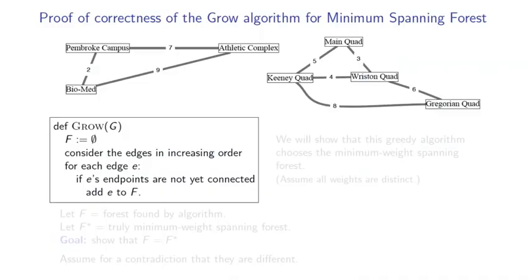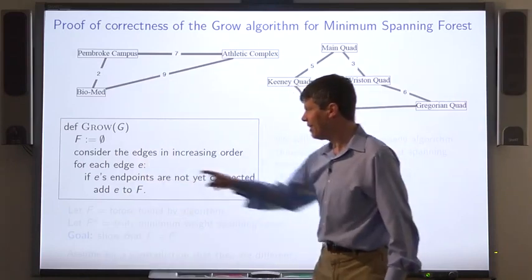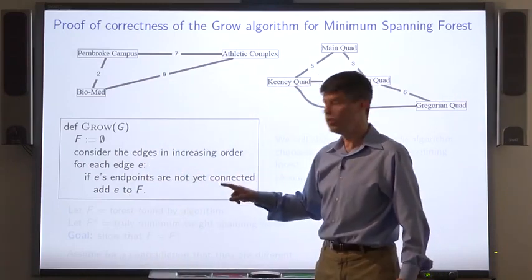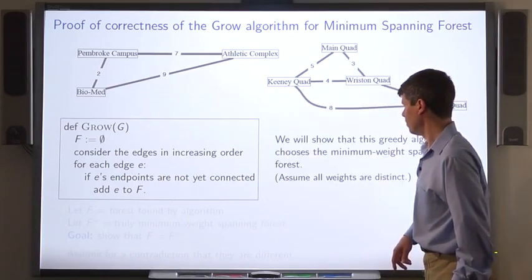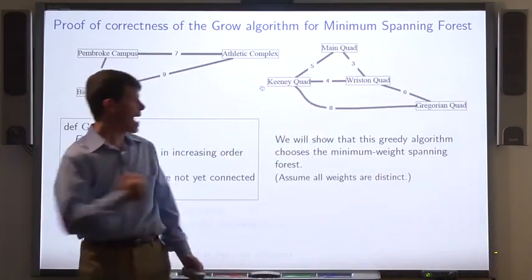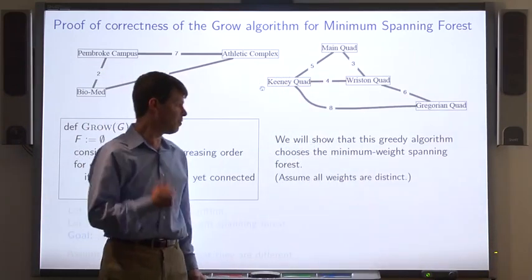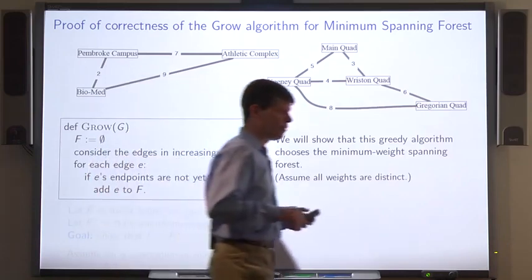Here's the algorithm, remember, for finding a minimum spanning forest of a graph G. We start by initializing the forest to the empty set, and we consider the edges in increasing order of weight. For each edge E, if E's endpoints are not yet connected, we add E to F. We'll show that this greedy algorithm actually finds the minimum weight spanning forest. And let's assume for simplicity that all the weights are distinct.